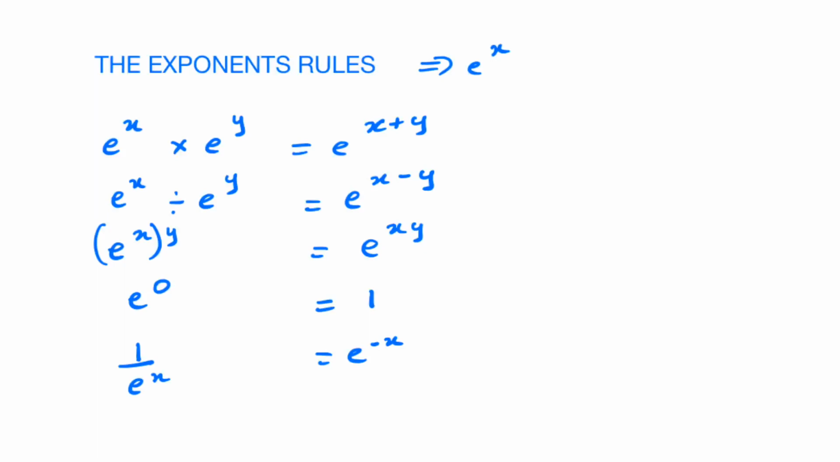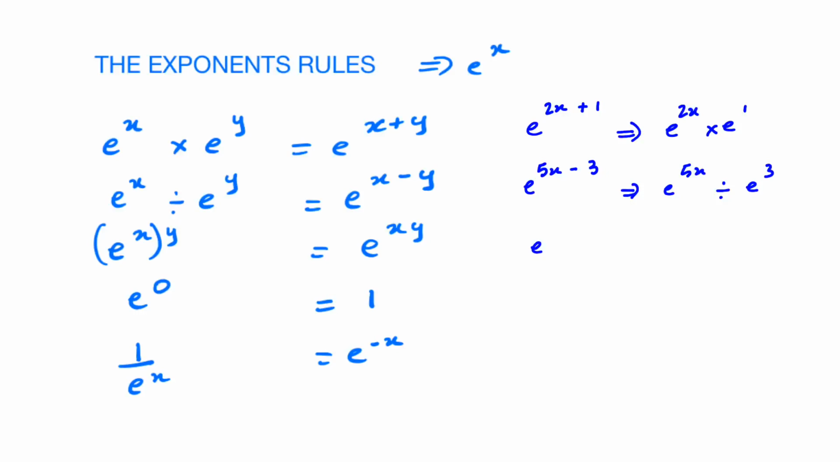Let's solve an example. Suppose you were given e to the power of 2x plus 1 and you had to simplify it. This is the same as e to the power of 2x multiplied by e to the power of 1. And if you had e to the power of 5x minus 3, what will this give us using this rule? This is the negative. When it's a negative, we divide. So this is equal to e to the power of 5x divided by e to the power of 3.